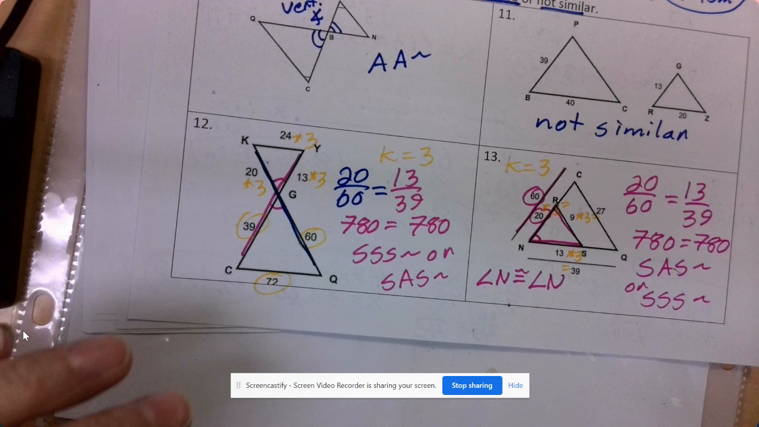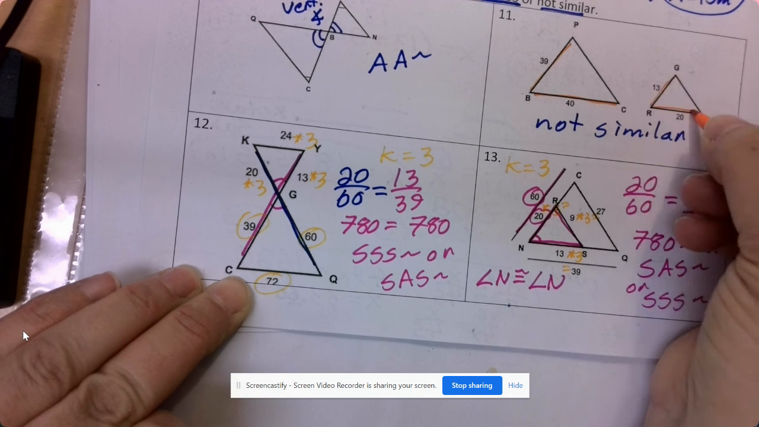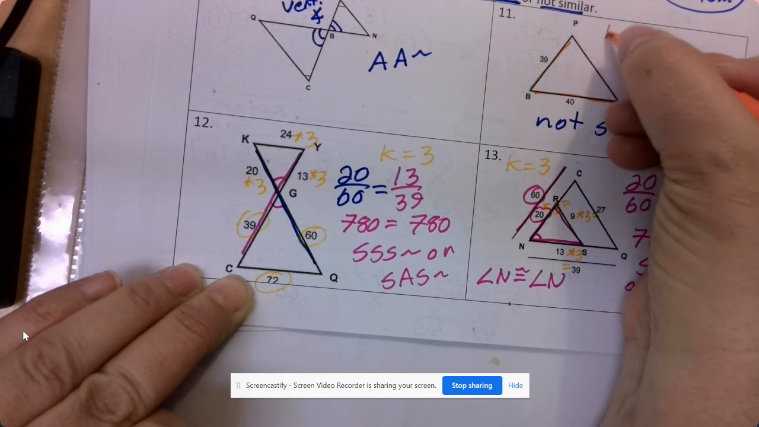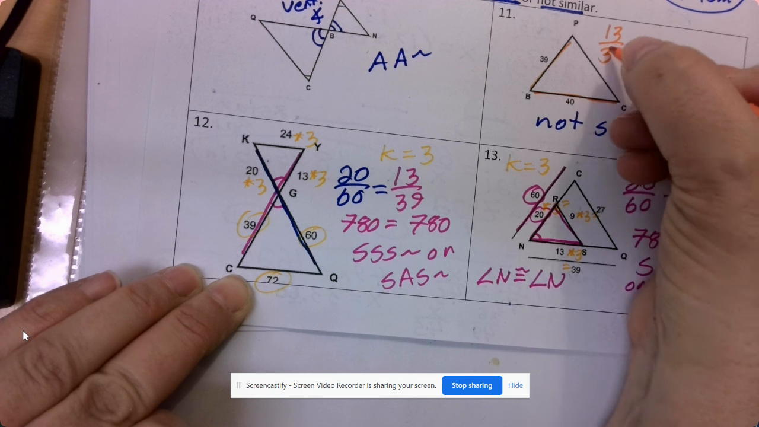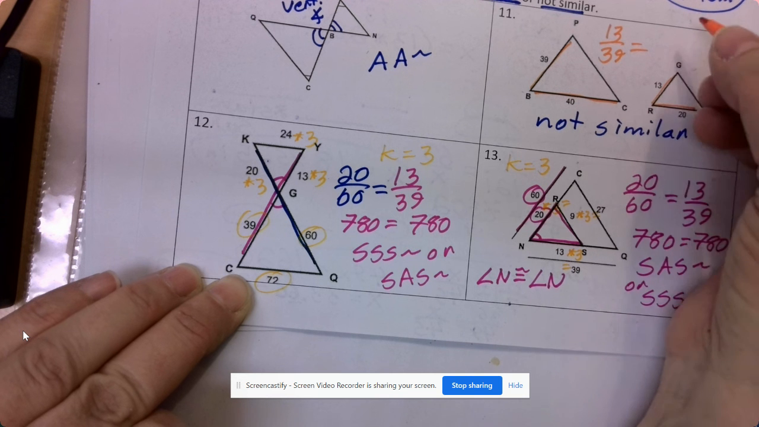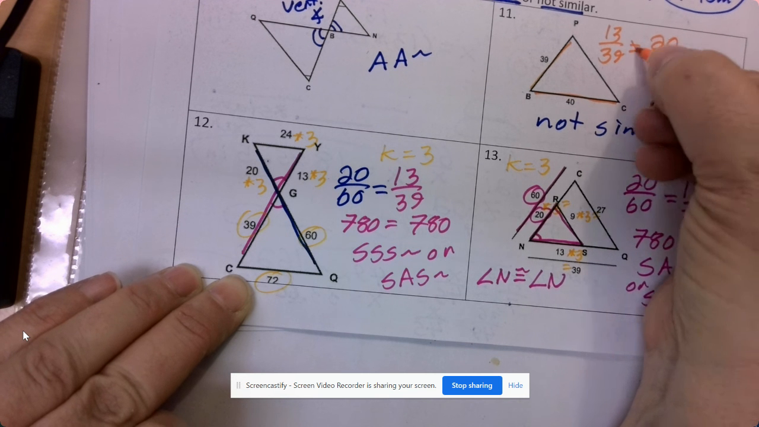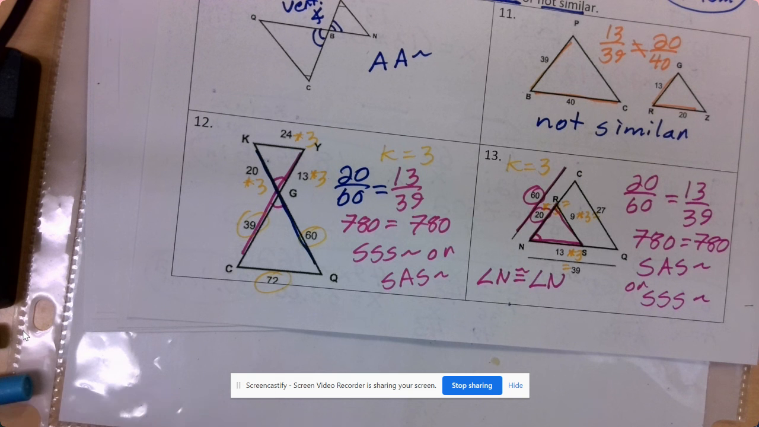Okay, on this one though, everybody, if you did want to check it, you could do 13 over 39 is equal to 20 over 40. And if we cross multiplied everybody, they would not be equal.